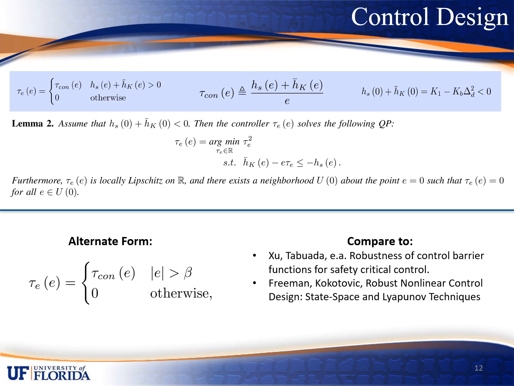Formally, we say that given the feasibility condition, the developed controller solves this quadratic program, which we saw on a previous slide. Furthermore, the controller is locally Lipschitz continuous on the entire state space, and this statement that there exists a neighborhood about the point E equal to 0 such that tau E is equal to 0, in simple terms, says that there is no dividing by 0 in the controller.